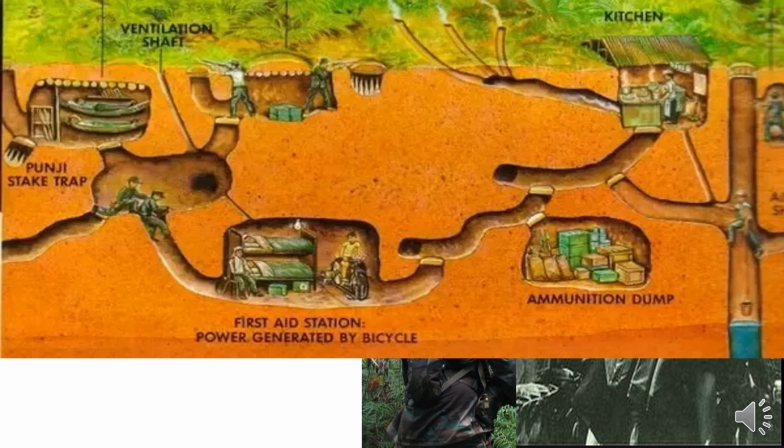Then they have a way to get water. They have an ammunition dump where they would store all their ammunitions and guns. They had a first aid station with legit bunk beds in there. And then you see that there's a guy crawling in the tunnels. Then they have places for you to sleep. There are some hammocks in there and ventilation shafts. Then we have some guards.